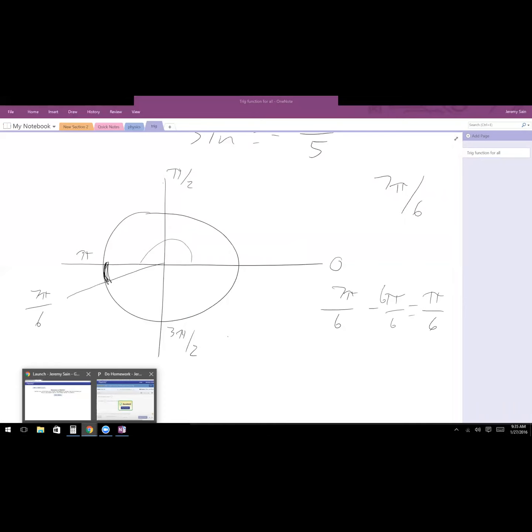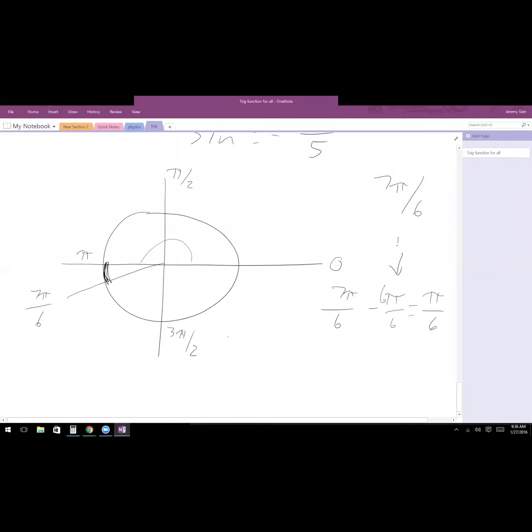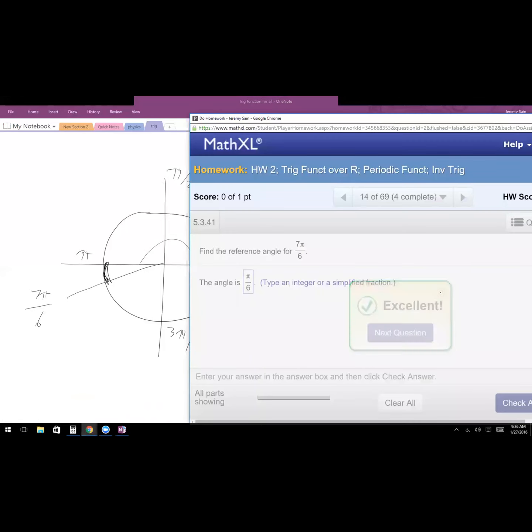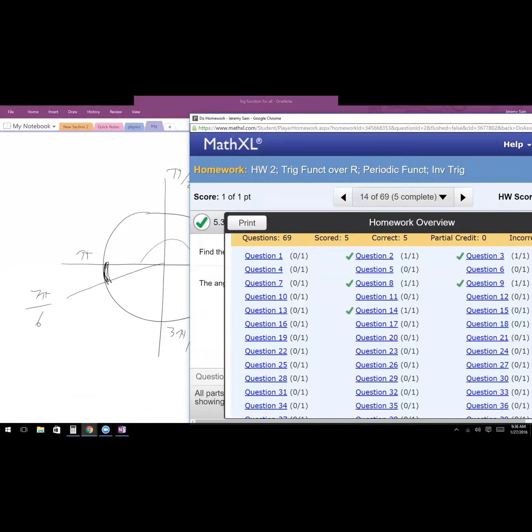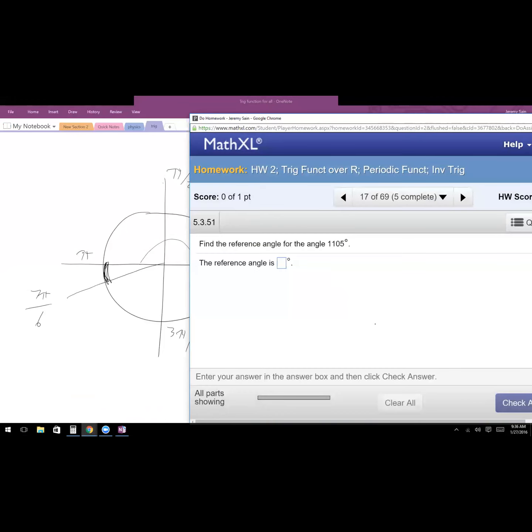Yeah, so by the way, this was originally just pi, but then to subtract the fractions, I changed it to 6 pi over 6. Okay, cool. Let's jump a couple questions, because that one was easy. Let's go to 17. Oh, okay, that's actually even easier because it's in degrees. So, reference angle for 1105 degrees. Oh, it's easy.